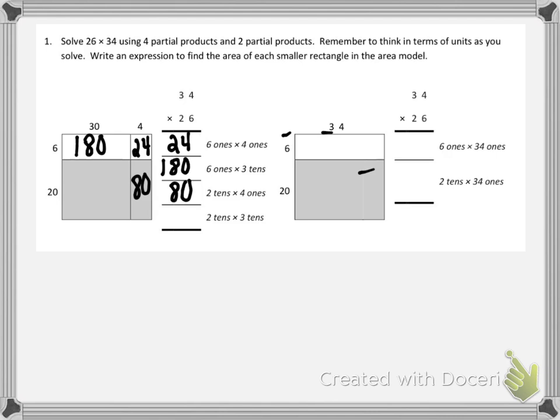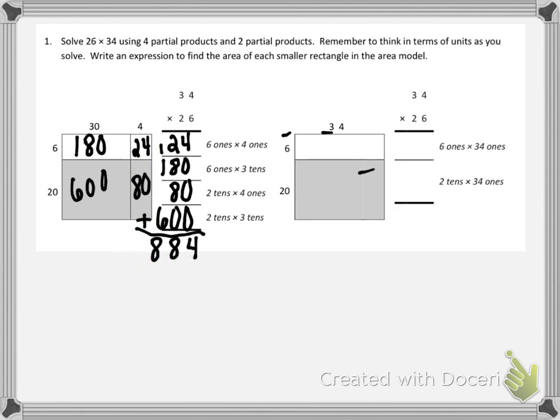And then the last one becomes 2 tens times 3 tens. 20 times 30 becomes 600. And then I'm going to place this, making sure that my numbers are lined up. And what do we get? Well, we add up our 4 partial products. We get a 4 in the ones, and we get an 18 in the tens, and we get 8 in the hundreds. So our product for these 4 partial products is 884.